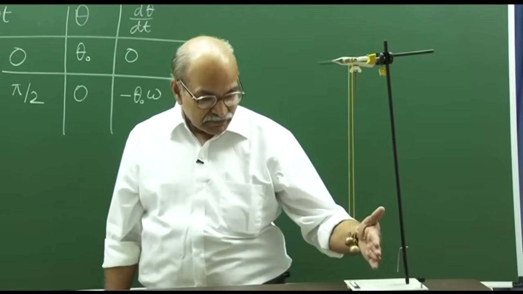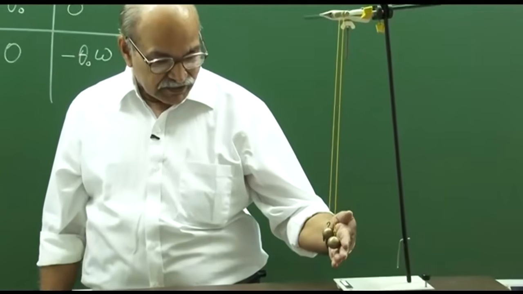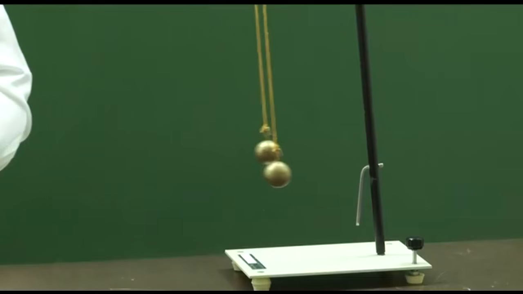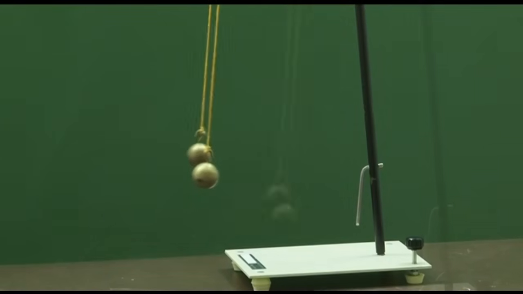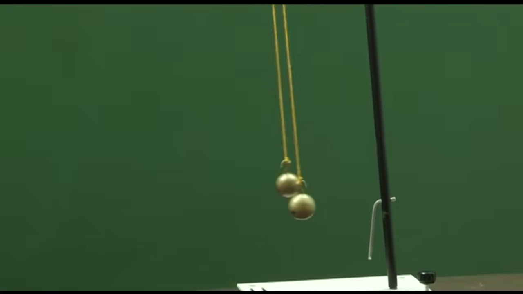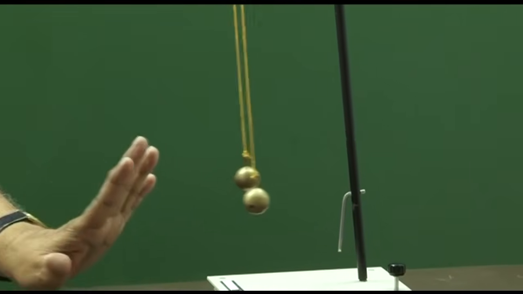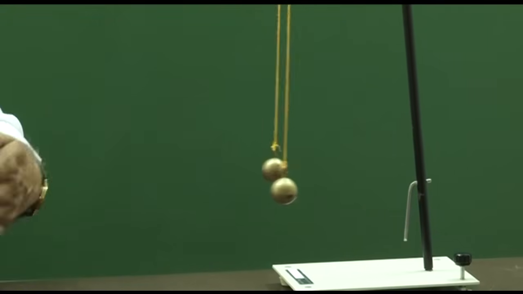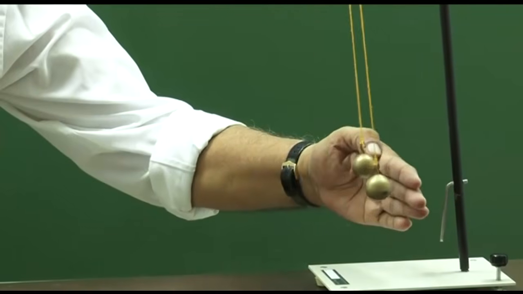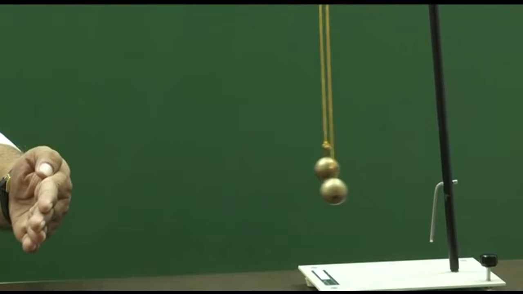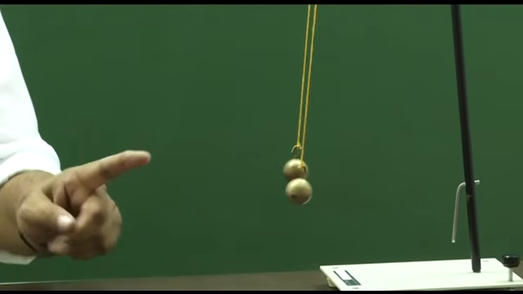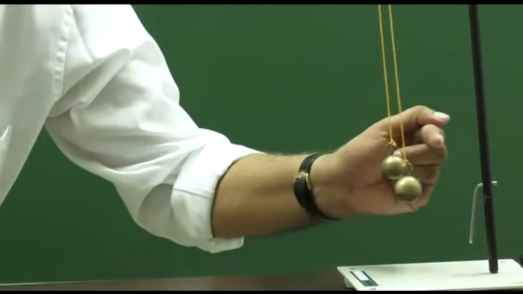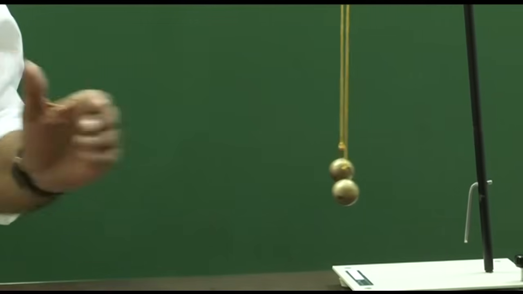Now let me start them in some fashion. You see the two pendulums are oscillating in such a way that both are going towards left together, both are coming towards right together, and so on. When the first one is at its left extreme, at that instant the second one is also at its left extreme, and so on.